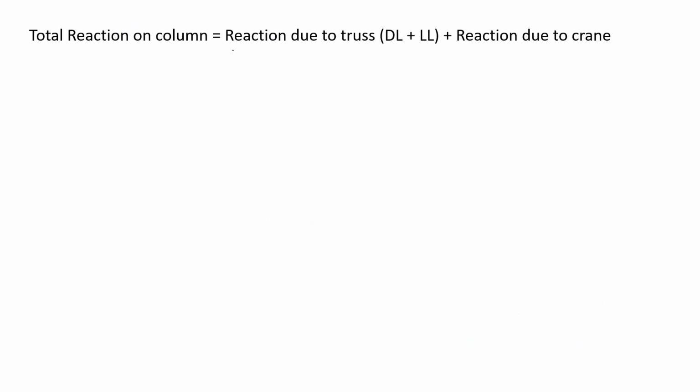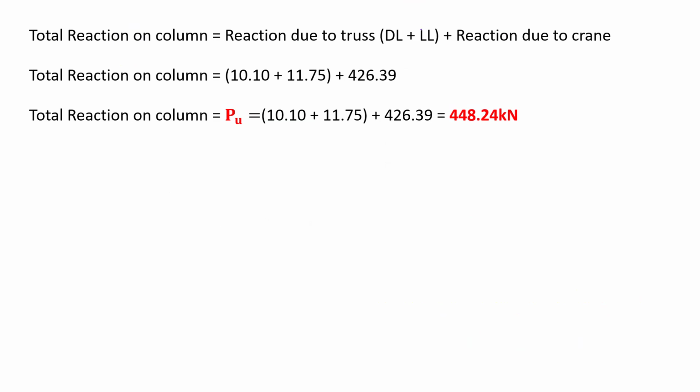Total reaction on column is due to truss, dead plus live, and reaction due to crane. So if I add all these three, then I will get 448.24 kilonewton, which is total reaction on column. So we have now total reaction on column, which will be total load, which we are calling PU.